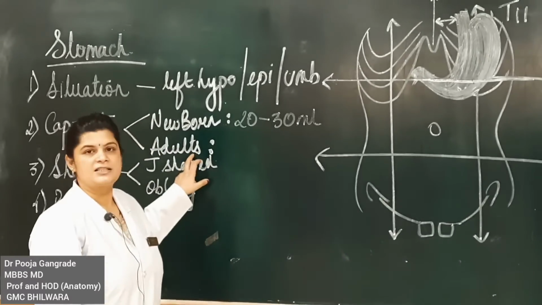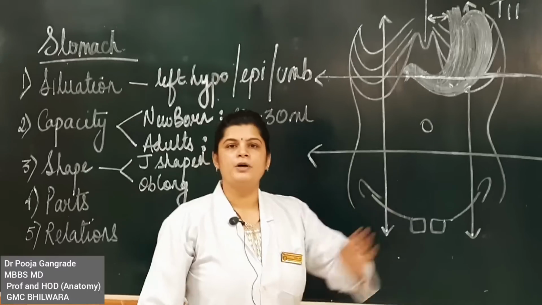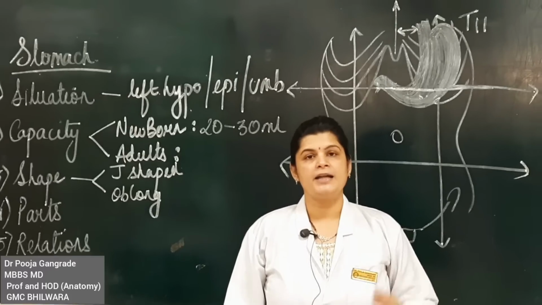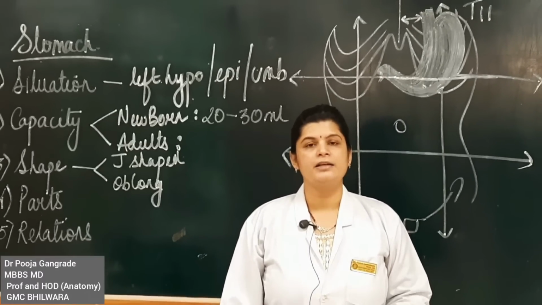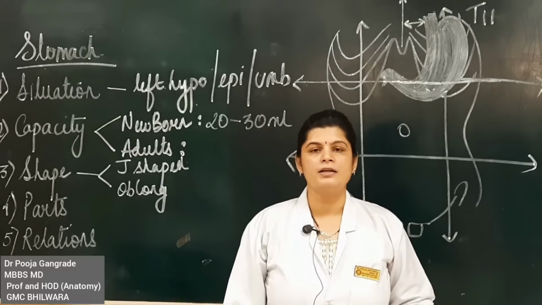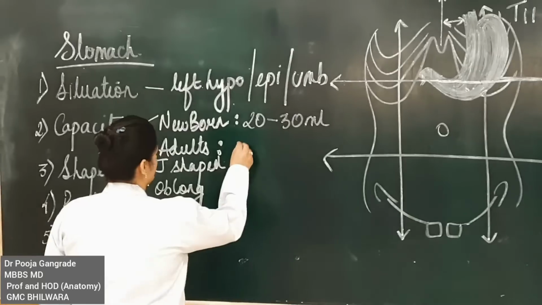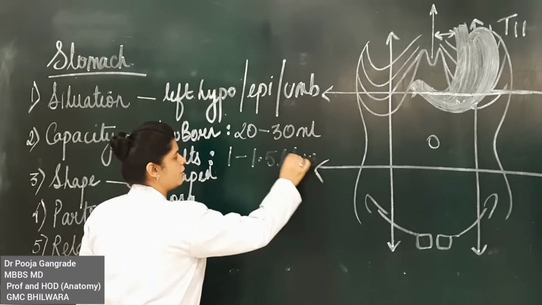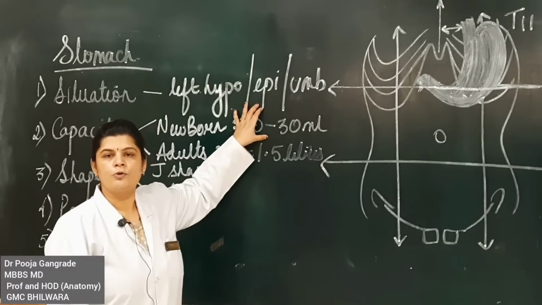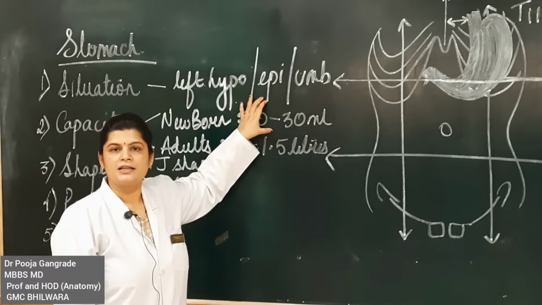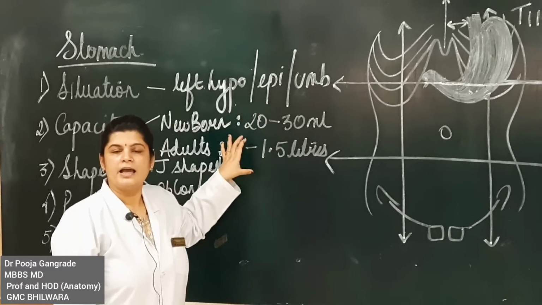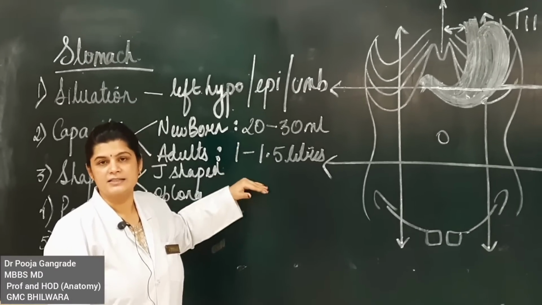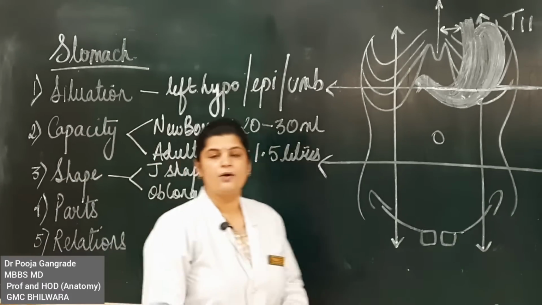Alright. Now this changes considerably from puberty to adulthood. In puberty it reaches around 1 liter capacity, and in a normal healthy adult, the capacity would range anywhere between 1 to 1.5 liters. See the amount of change. In a newborn child and just an infant, it is around 20 to 30 milliliters, and in a full grown adult it will be around 1 to 1.5 liters. Okay, so that is the capacity of stomach.